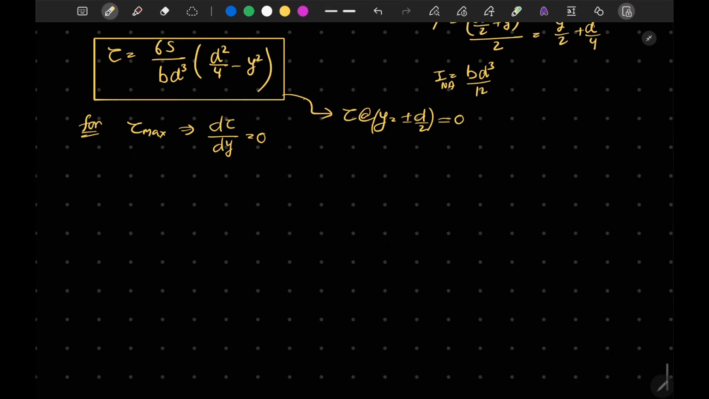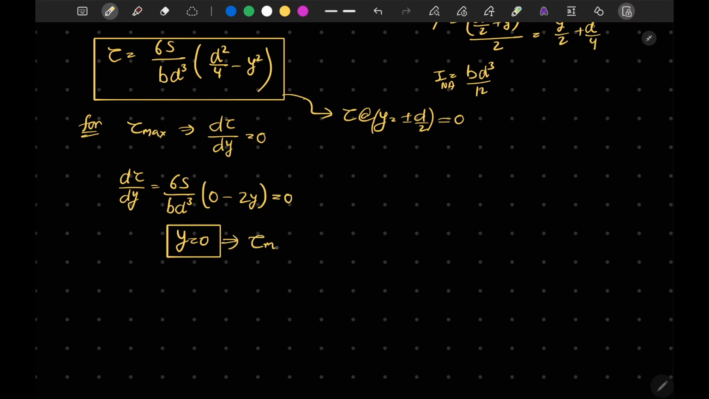So now if I want to calculate the location of tau max, I can calculate del tau by del y. Let me do it. Del tau by del y is equal to 6S by B D cube, which will remain the same, and the differential of this term will become 0 minus 2y. Substituting this equal to 0, from here we will obtain y is equal to 0.